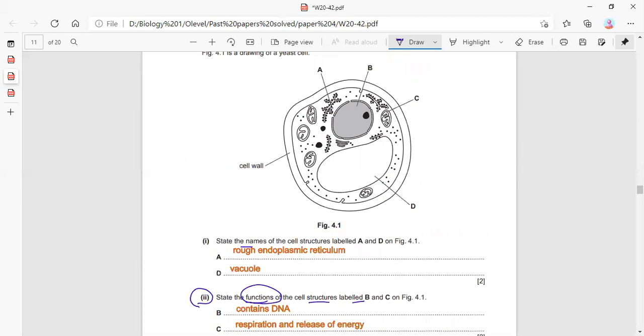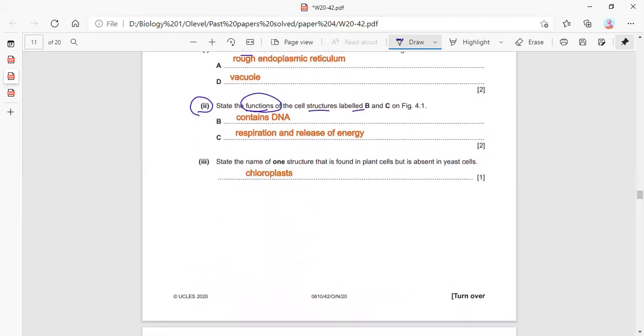Contains DNA, controls the cell activities. What about C, the mitochondria, with that inner folded layer here? This is a mitochondria. What does it do? Respiration and release of energy.